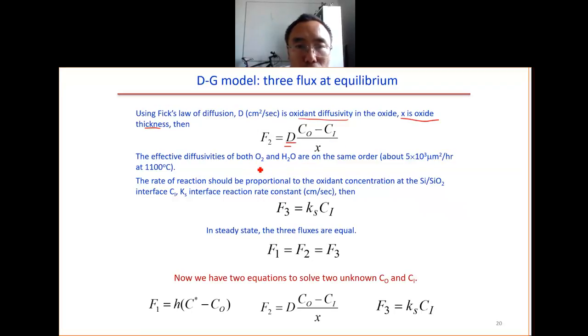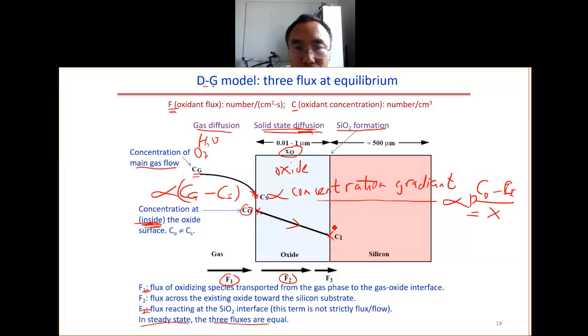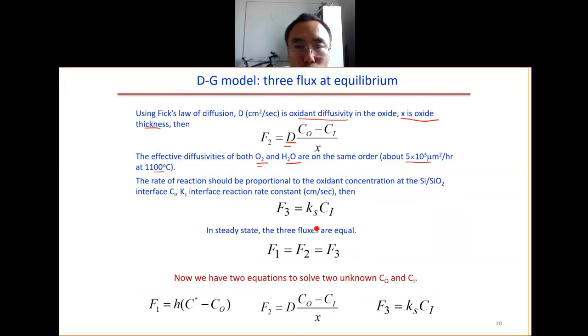The diffusivity for oxygen and water is similar, about 5 to the power 3 micrometer squared per hour at 1100 degrees. So the third flux, F3, is the chemical reaction. This one is proportional to Ci, given by Ks times Ci. But in the steady state, F1, F2 and F3 should be the same. So we have two equations to solve for two unknowns, which are C0 and Ci.